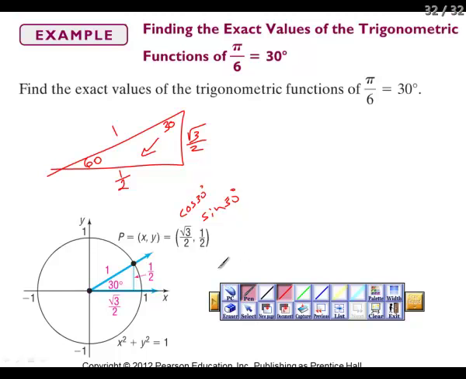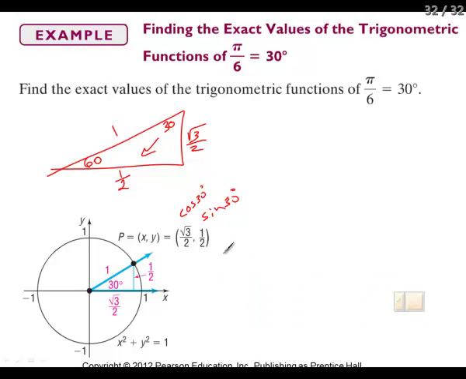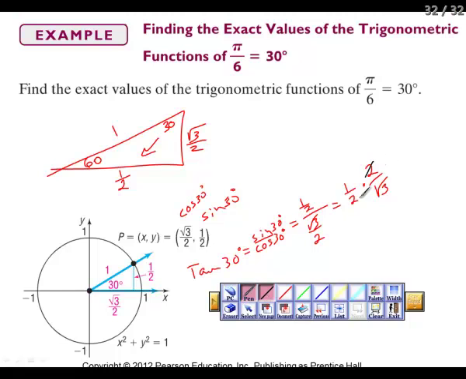And for tangent of 30 degrees, that would be sine over cosine, sine of 30 over cosine of 30 degrees. And so that would be 1/2 over square root of 3 over 2. And so this would be 1/2 times, we apply the reciprocal to our denominator, so that would be 2 over the square root of 3. And so we can cancel here the 2's, and we get 1 over square root of 3.